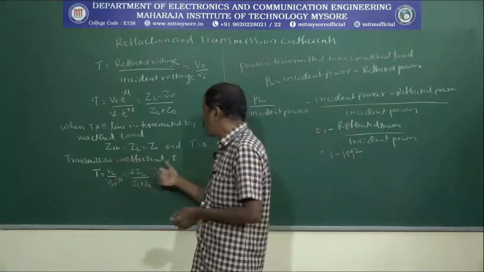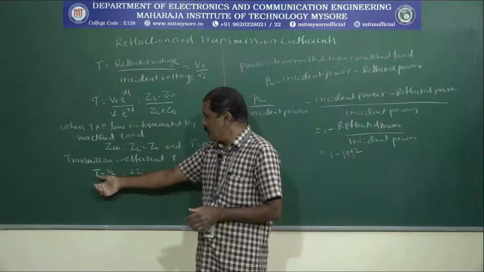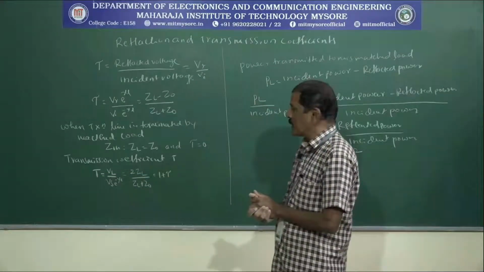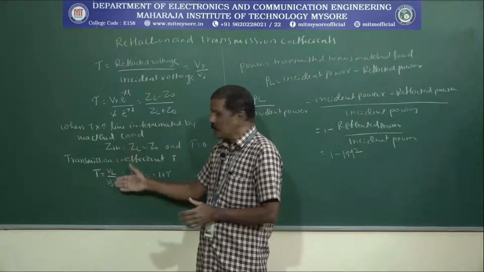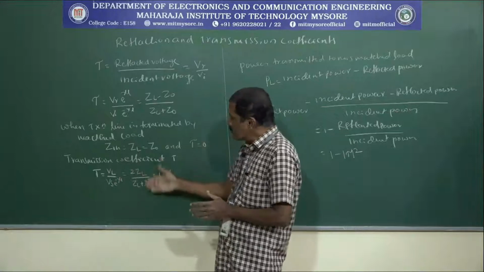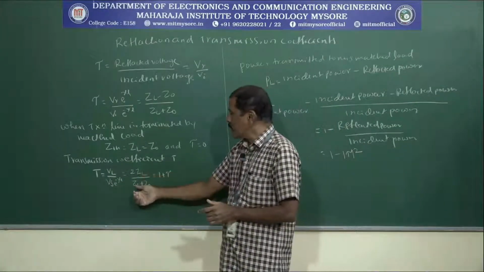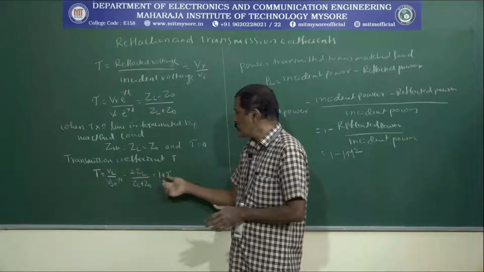Then the transmission coefficient is represented by T. This is calculated as T equals VL divided by Vs e^(−γL). So it can be calculated in terms of the ratio of the voltages, or also in terms of the ratio of the impedances, that is 2ZL divided by (ZL + Z0). So T is equal to 1 plus tau.